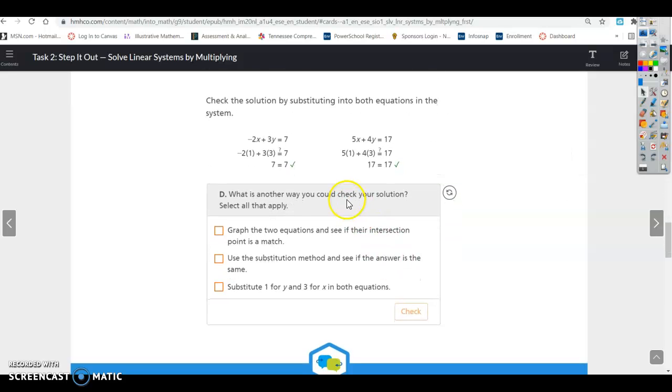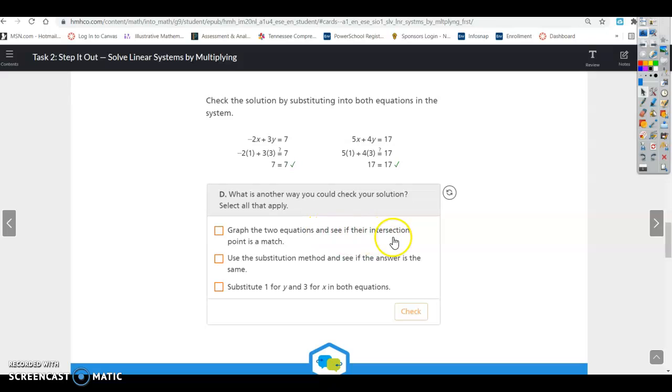All right, check the solution by substituting into both equations. So they are substituting the x and the y into the first equation here, and you get 7 equals 7. That's a true statement, so that means it works. And then you also have to check it in the second equation. So they substituted 1 and 3 again, and they got 17 equals 17, which again is a true statement. So since the ordered pair works for both equations in the system, the ordered pair is a solution to the system. All right, so what is another way to check your solution?